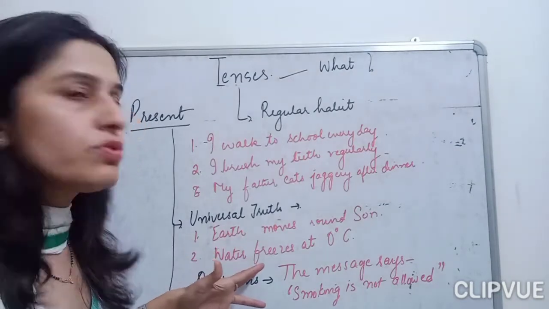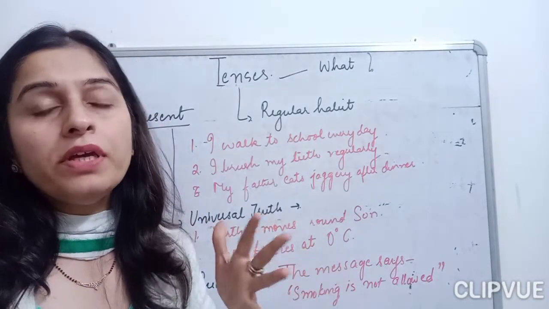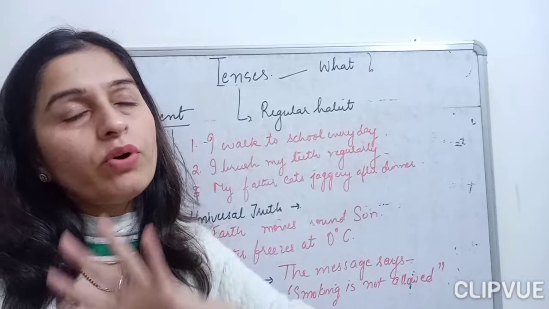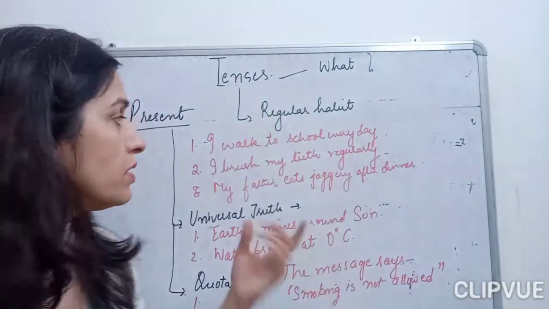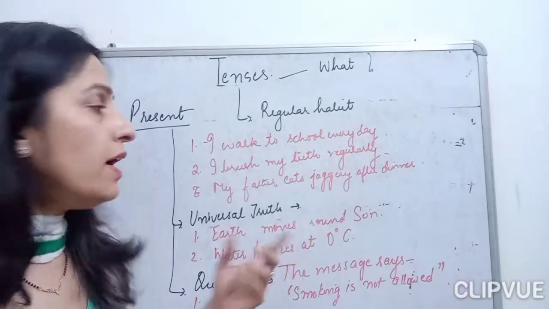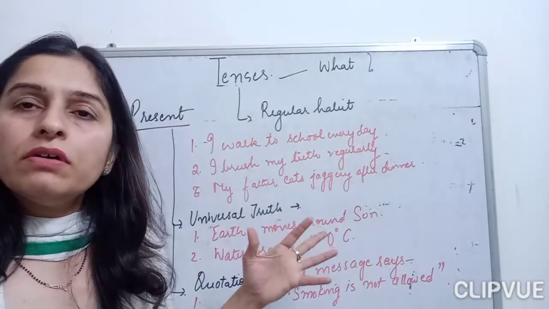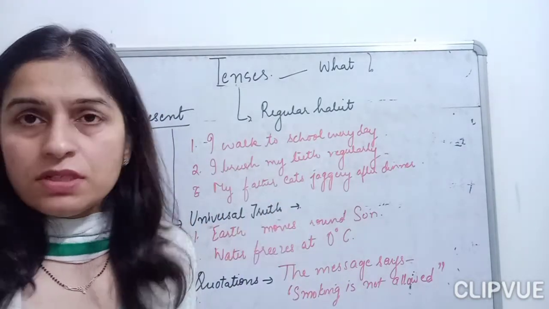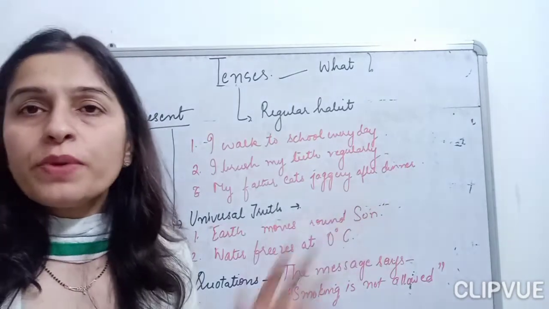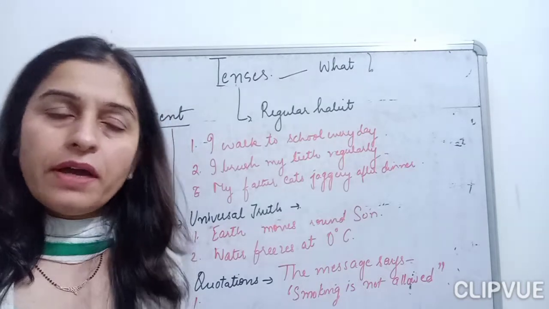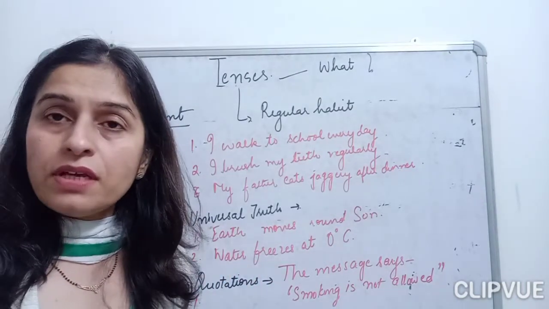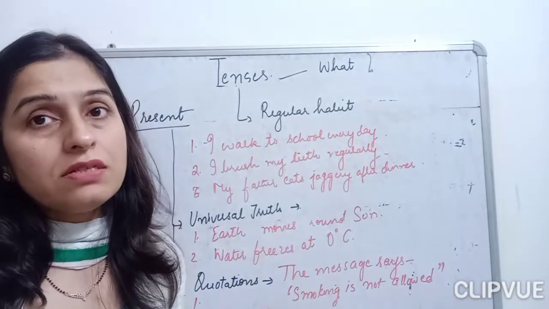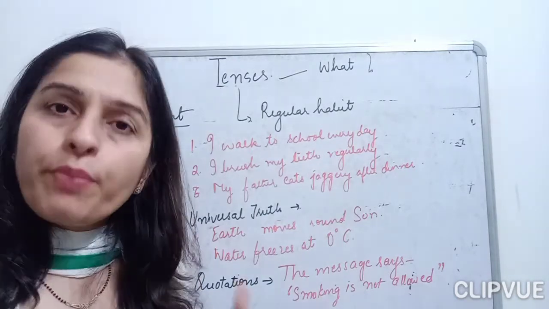Then universal truth, children. Universal truth means the truth which is same for me, which is same for you, which is same for the complete universe, that is called the universal truth. ठीक है? Like suppose if I say earth moves around the sun, ये सबको पता है, आपको भी पता है, मुझे भी पता है, and this is the truth. ठीक है, इसमें कोई झूठ बात नहीं है. Okay, stars twinkle at night, ये सबको पता है. Now, water freezes at 0 degrees Celsius. This is a scientific fact which everyone is aware about. So, such sentences are also taken under the present tense.